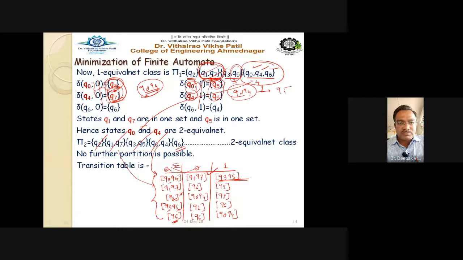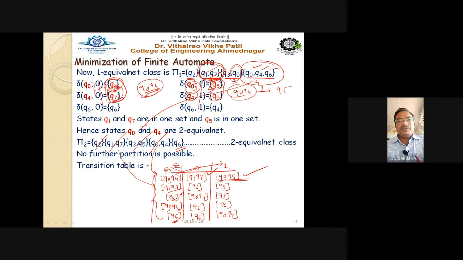Remember this point. You have to take a precaution while finding out the transition, because no doubt Q0 Q4 on one input go to Q5. But in this state there is no Q5 now. It does not remain as a single state. It combines with Q3. That's why Q3 Q5 is written here, and that is correct.